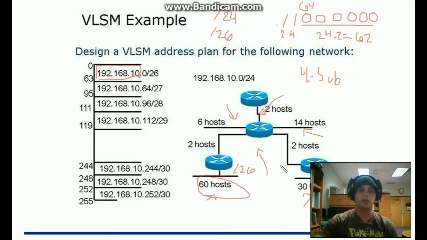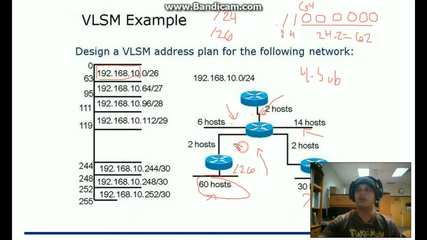Well, we need more than just 2 subnets because there's 1, there's 2, there's 3, there's 4, there's 5, 6, and 7. We need 7 subnets. So we can't satisfy it.